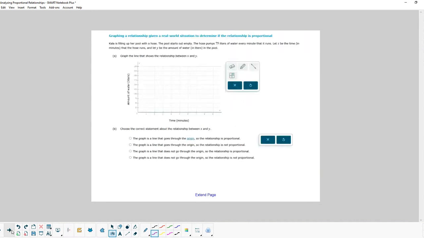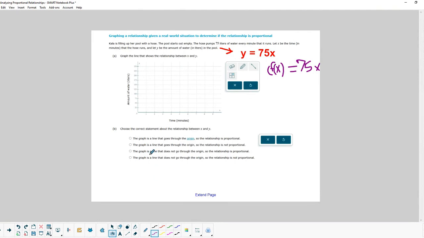Okay, next, Kayla is filling up her pool with a hose. The pool starts out empty, and then the hose pumps 75 liters of water in every minute that it runs. Let X be the time in minutes that the hose runs, and let Y be the amount of water in liters in the pool. So our equation for this would look like that. Y equals 75x, or I could have put in f of x equals 75x, couldn't I? Put it in function notation form.